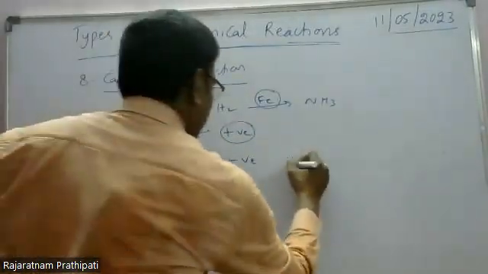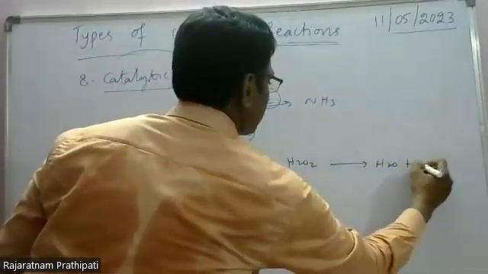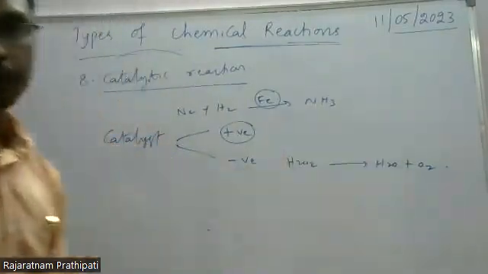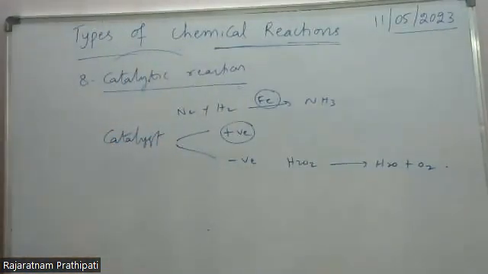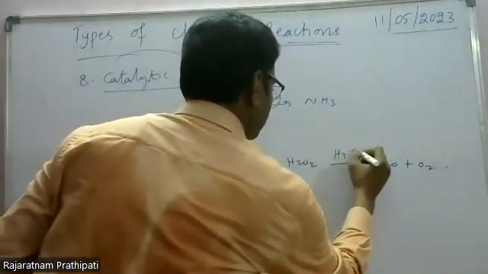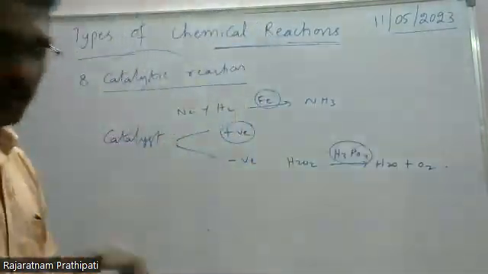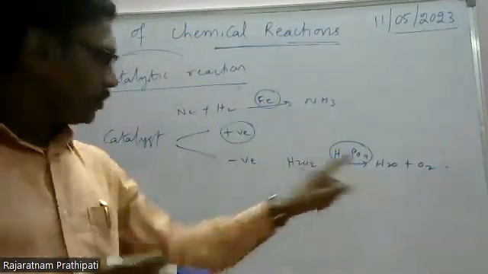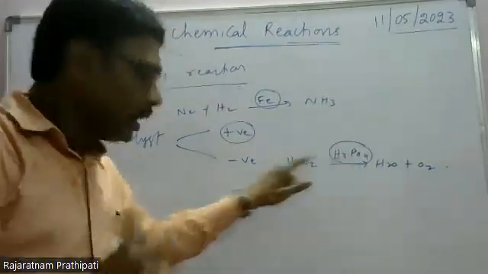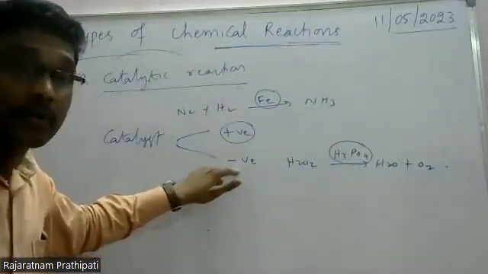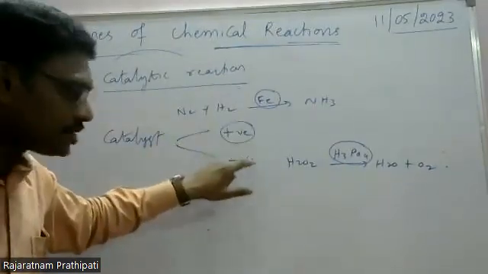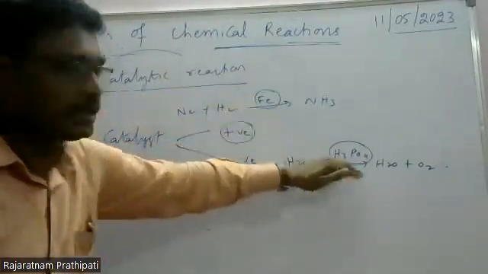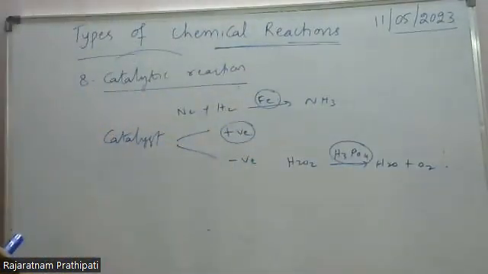In the case of H2O2 decomposition, hydrogen peroxide gives H2O plus O2. In the decomposition of H2O2, if we add phosphoric acid, H3PO4, it decreases the rate of reaction. That's why it comes under the negative catalyst category. A positive catalyst increases the rate of reaction. A negative catalyst decreases the rate of reaction.